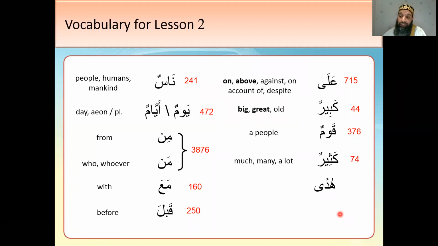Okay, Hudan. Hudan, guidance. Excellent. Guidance, guidance, guidance. That's where ihdina comes. Ihdina as-sirat al-mustaqim, guide us. 192. Rahmatun, mercy. Okay, you might think we spent half an hour doing that, but it's all revision. It's all getting it back into your head. So it's all beneficial, inshallah.